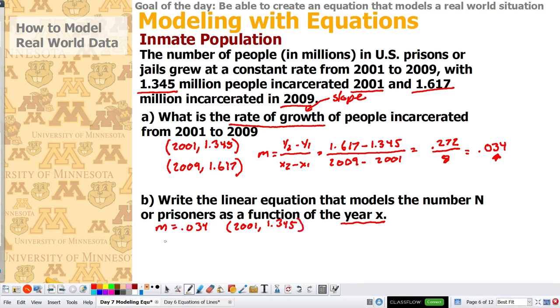All right, and so now, just like our last examples, I'm going to start with my point slope form, which is y minus y1 equals m times x minus x1. And I'm going to plug my information in. So we have y minus y1, which is 1.345, equals m, which is 0.034, times x minus x1. Oops, sorry, not x1. Plug in the value, which is 2001.